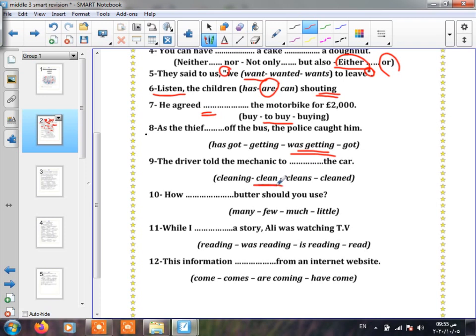Okay, not to clean or not to clean, not to clean, of course. So number 10, how much butter should you use? Butter here is an uncountable noun. And of course, an uncountable noun will take what? Yes, it will take much or little. I know that uncountable nouns take much or little, but in the question, if I ask you about a quantity of something, water or oil, any uncountable noun, I have to use much. I don't say how little, so how much butter should you use?